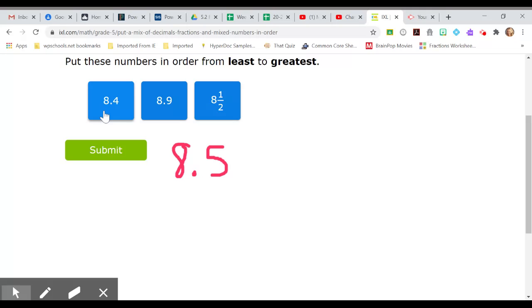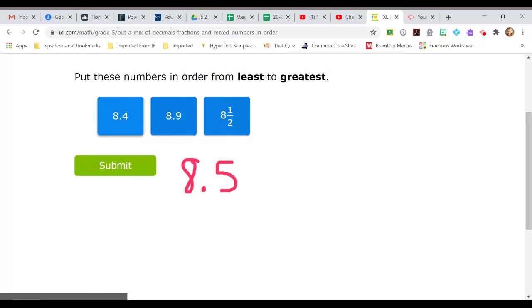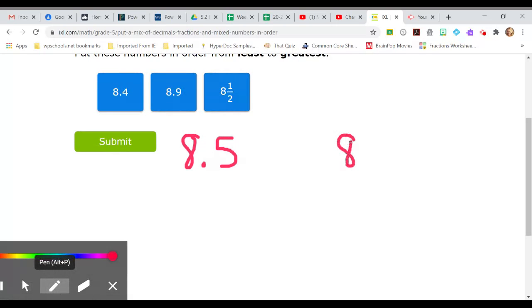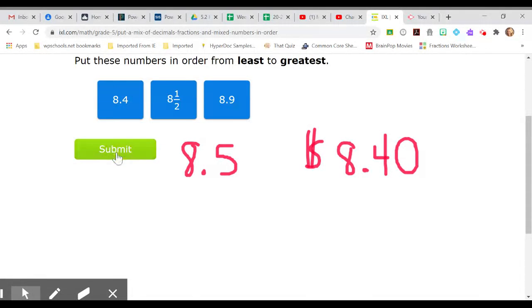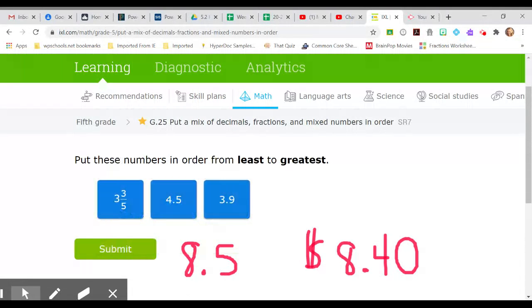And again, sometimes I also like to think of my decimals as money. So if I had, for example, 8 and 4/10, and I stick a dollar sign in front of that and add a zero, that looks like $8.40. So I have 8 and 4/10, followed by, which one would come next? Kaylee? 8.5, which is 8 and 5/10, and then the biggest one here is 8 and 9/10. Okay, so that's what that one would look like.